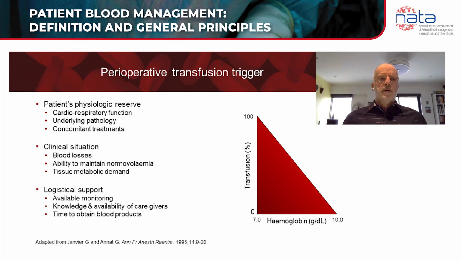Thank you, Philippe. This is very interesting. It reminds me of a case we had in a young lady who had major scoliosis surgery, and she ended up the case with a hemoglobin of approximately 60 grams per liter.